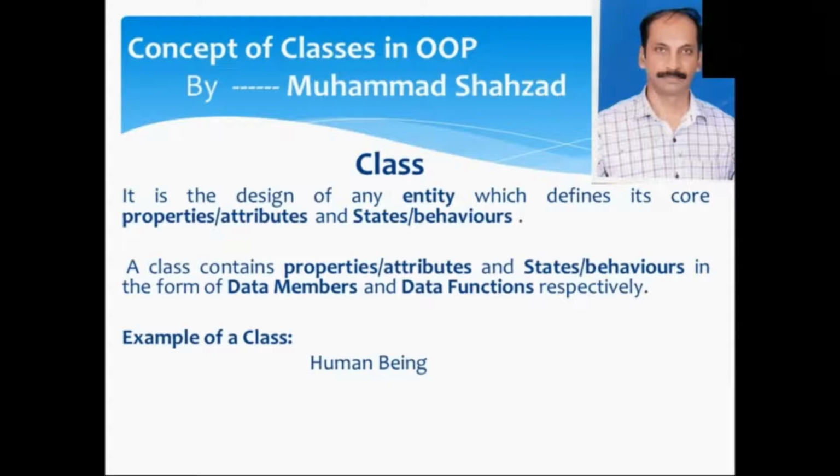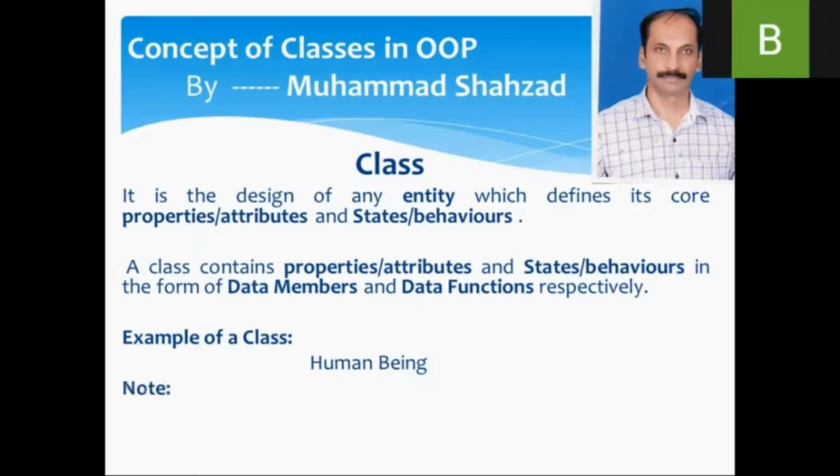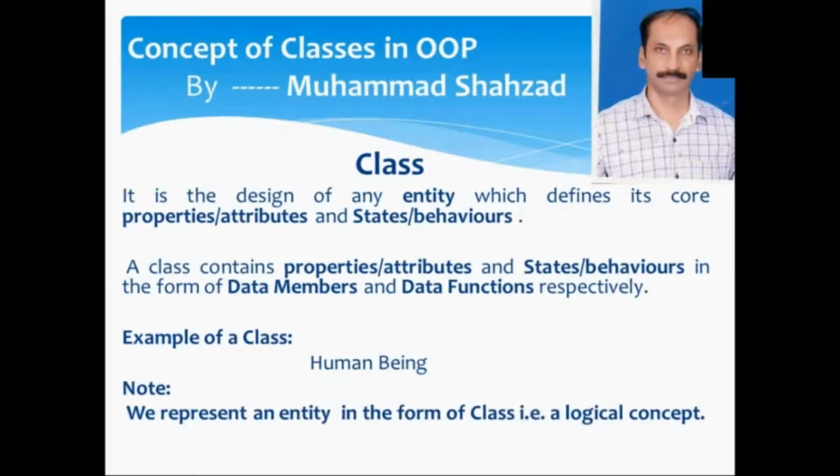A human being is an entity from the real world, and we represent each entity in object-oriented programming in the shape of a class. And the example of a class is a human being. The notable thing over here is that we represent an entity in the form of a class. And a class is a logical concept, my dear.